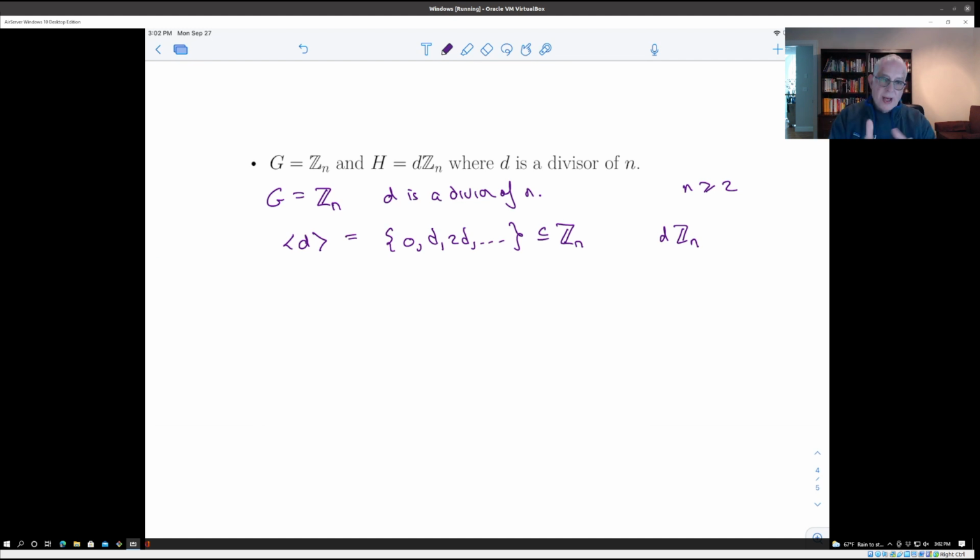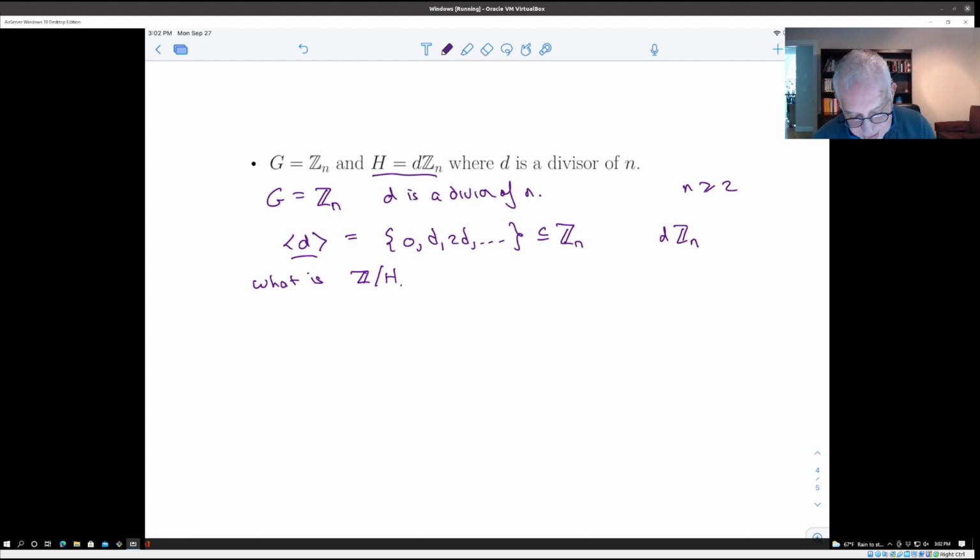Because it's the multiples of d: if I take 0, 1 up to n minus 1, which are the elements of the congruence classes for Z mod n, and multiply them all by d, I'm going to get d, 2d, 3d, 4d, and so forth up to n minus 1 times d, and then nd, which is 0, then n plus 1 times d, which is d again, 2d, and so on. So it's a different notation for what we were calling the cyclic subgroup generated by d. And now let's ask, what is Z mod H?